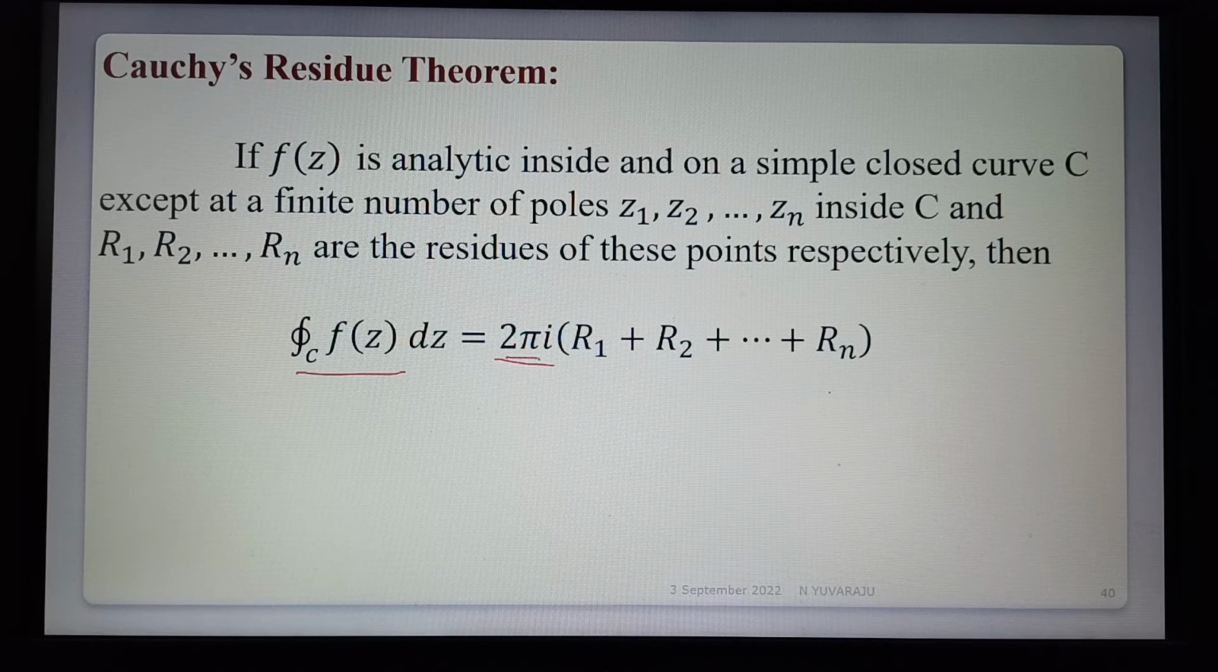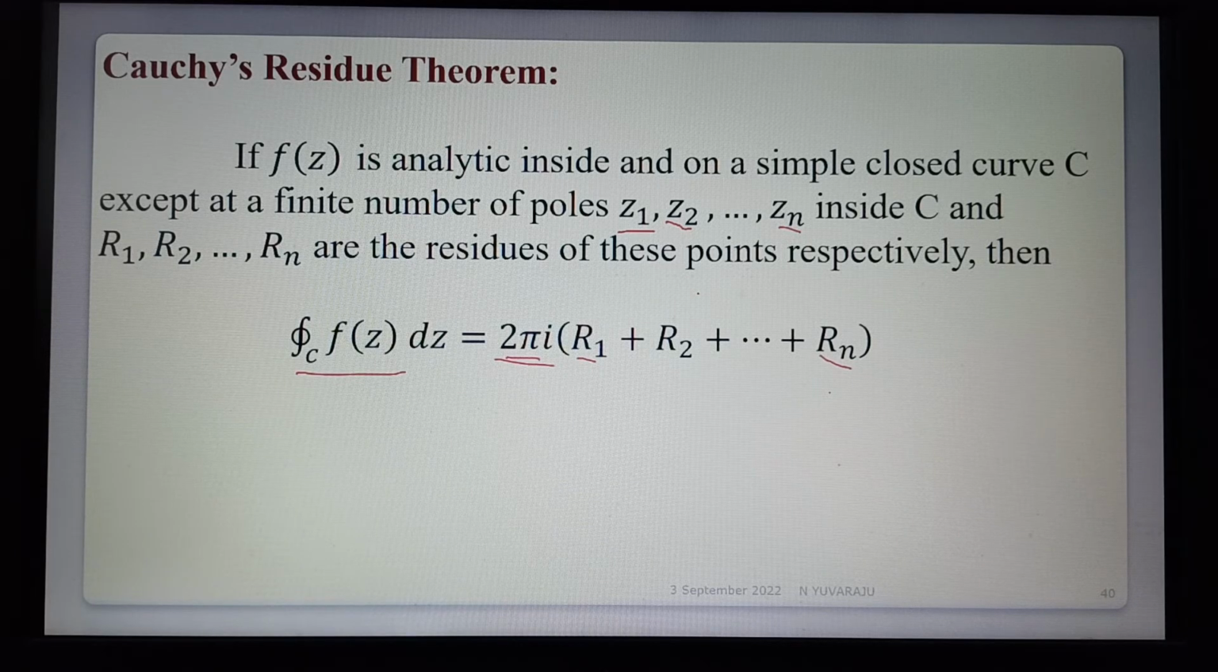This gives the integration of the given function f of z over the region C, which is equal to the formula 2 pi i. 2 pi i is fixed, next into the sum of the residues. r1 is the residue of the given function f of z at the first pole z1. Similarly r2 is the residue of f of z at z2. Similarly up to rn is the residue of f of z at zn. And what are z1, z2, up to zn? The poles of the given function.